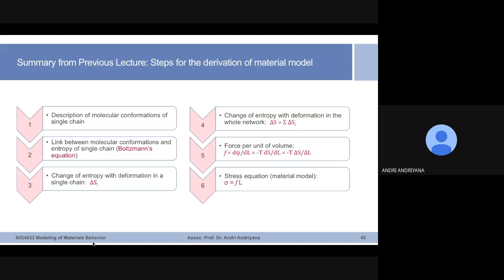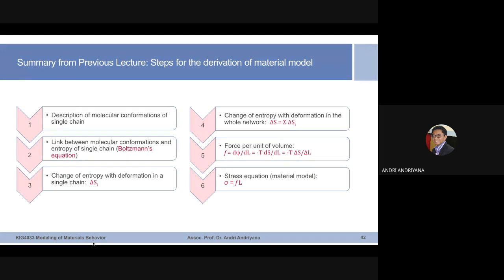that we use to derive materials models, to derive mathematical equations describing the stress-strain response of materials. So there are 6 steps, and the main objective is in number 6, that we can come up with the stress equations. We have seen the stress is equal to F times L, the length, where F is the force per unit of volume. So the unit is Newton per meter.